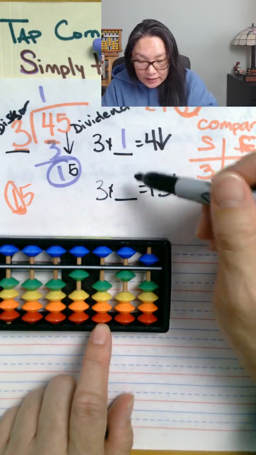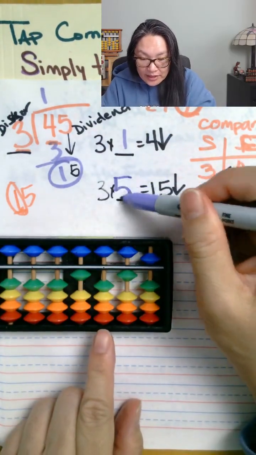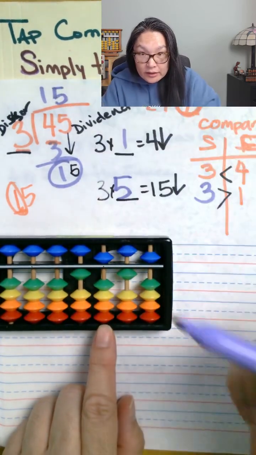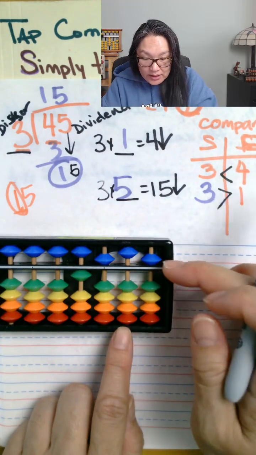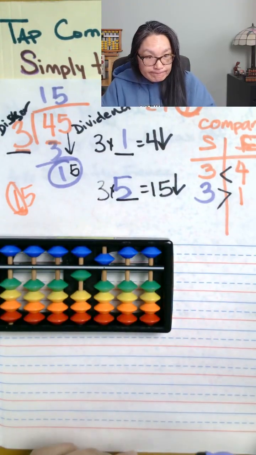5. Exactly. 5. So what does that mean? I'm going to put my answer 5 up here. So I put my answer 5 up here. And I take away 15. Take away 1, take away 5. So my answer is 15. Make sense?